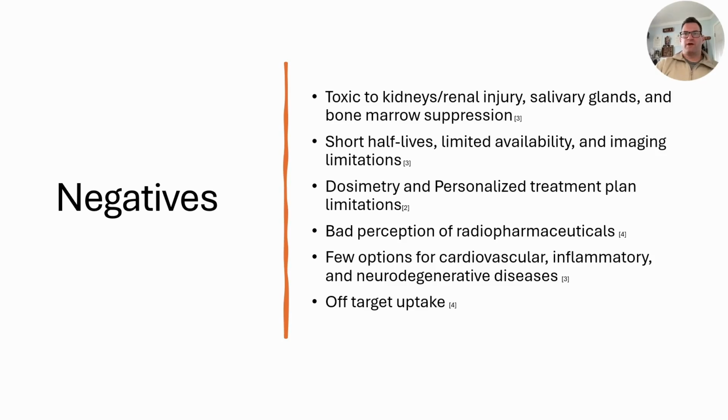Some of the negatives are they're highly toxic. Once they get injected into the body, they're toxic to kidneys, the renal system, salivary glands, and our bone marrow production. They have very short half-lives, limited availability, and imaging limitations when it comes to alpha particles. Dosimetry and personalized treatment plans do have their limitations. They have a bad perception and few options for cardiovascular, inflammatory, and neurodegenerative diseases. And sometimes they do go off target and get reuptake in other areas of the body.